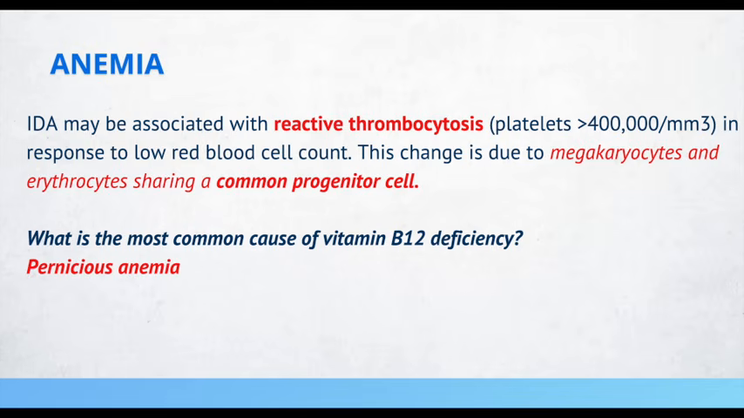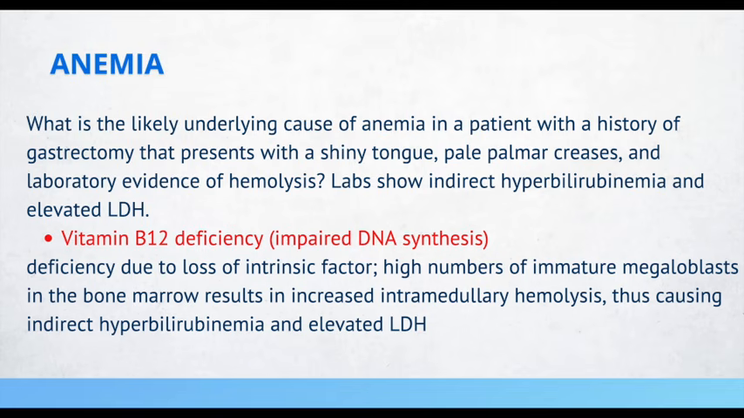Another high-yield fact is that pernicious anemia is the most common cause of vitamin B12 deficiency. What is the likely underlying cause of anemia in a patient with a history of a gastrectomy that presents with a shiny tongue, pale palmar creases, and laboratory evidence of hemolysis? Vitamin B12 deficiency. So there can be a deficiency due to the loss of intrinsic factor.